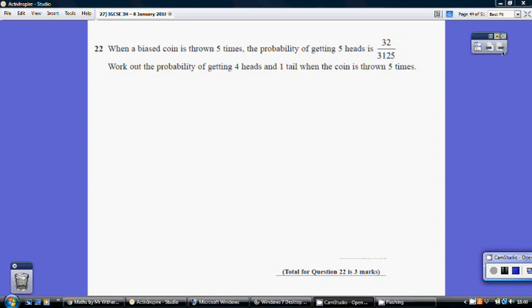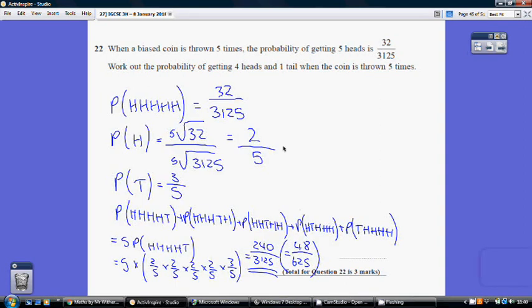Question 22. So we're told when the biased coin is thrown 5 times, the probability of getting 5 heads is this. So basically the probability of a heads and then a heads and then a heads and a heads and a heads is this. So what must be the probability of just getting a head on its own?